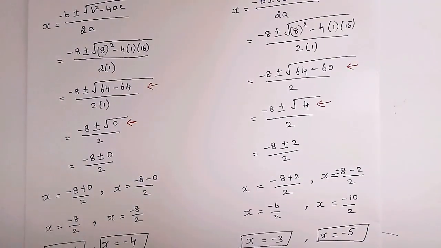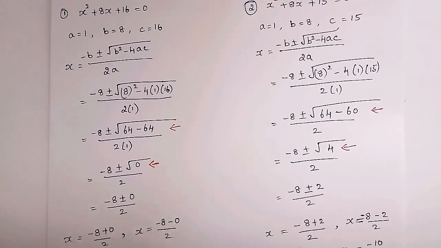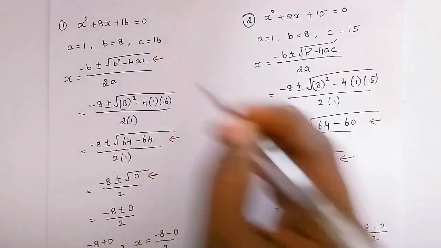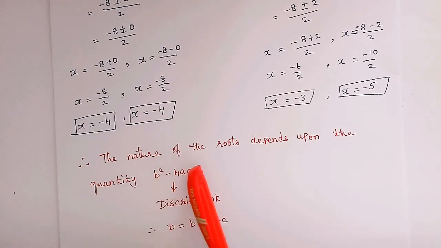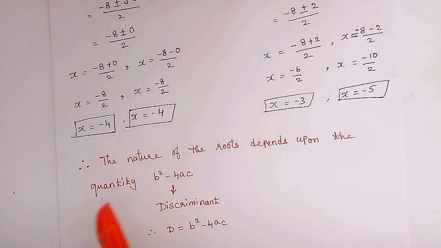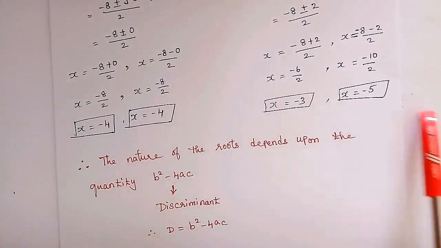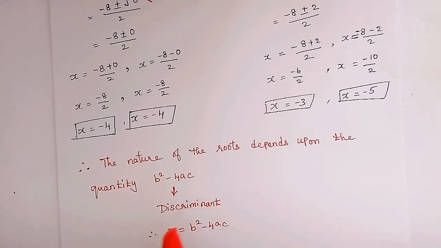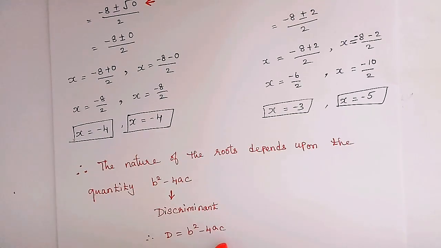So if we go like this, the main reason for getting two different answers or two same answers is this place only, that is b square minus 4ac. Therefore the nature of roots depends upon the quantity b square minus 4ac. So the roots are decided by only this value b square minus 4ac, and we call it the discriminant. So D, for discriminant, is equal to b square minus 4ac.